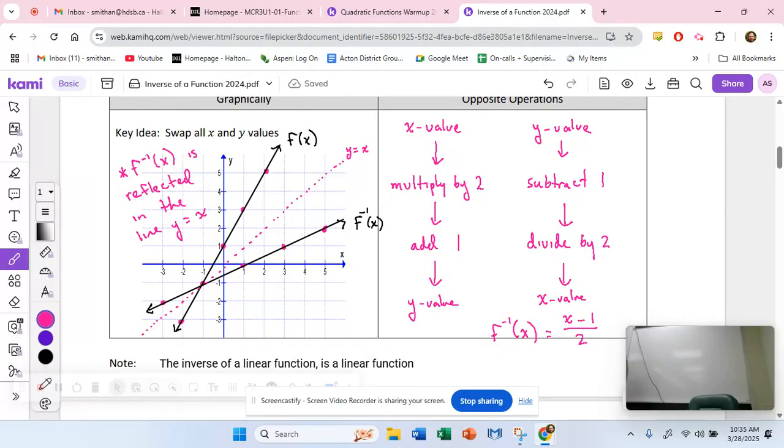There are 4 ways we can get an inverse. From a table, from a graph, swap x and y. Algebraically, swap x and y, solve for y. You can also think about it just using your knowledge of opposite operations. Big idea number 1: the inverse of a linear function is another linear function.